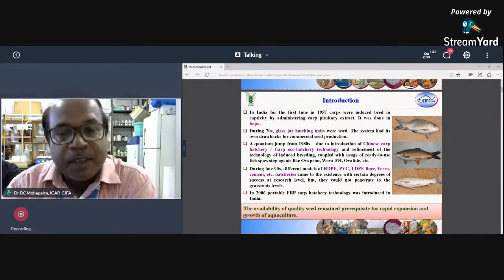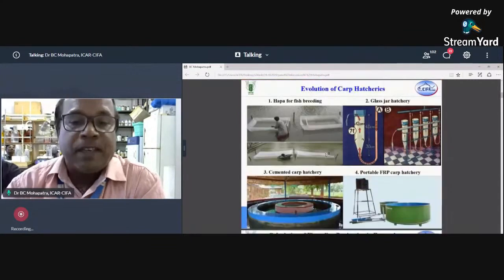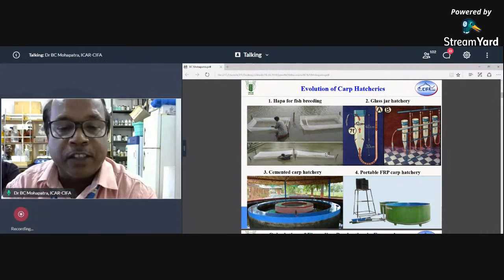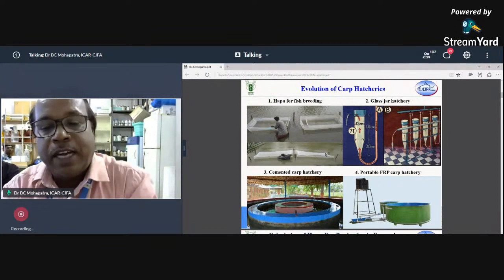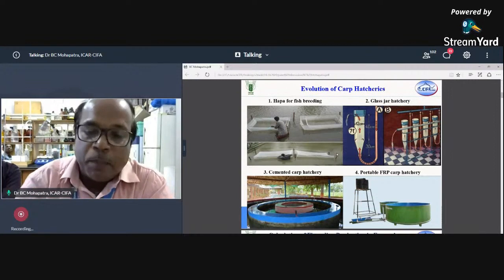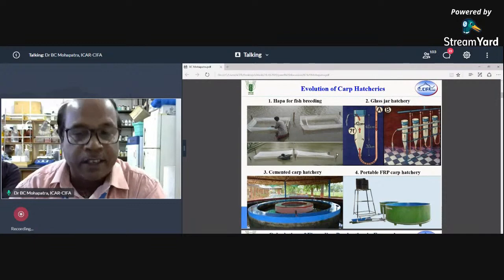This is the hapa, the first one. Second, the glass jar hatchery, the cement hatchery, and the portable hatchery. The hapa is in the mercy of nature. The glass jar is good for experiments. The cement hatchery is good, but it is stationary. The portable hatchery is mobile, so it is very famous now in the northeast.